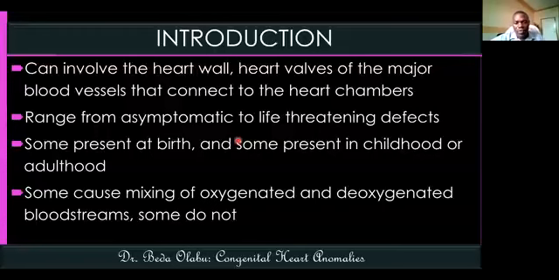So you and I know that when you talk of the oxygenated stream of blood, we are referring to the pulmonary veins, the left heart chambers, and the arteries. Those ones carry oxygenated blood. When you talk of the deoxygenated stream of blood, we're referring to the veins, the right heart chambers, and the pulmonary arterial system. So there's some malformations that allow those two streams to mix. And there's some malformations that don't allow those two streams to mix. Yes, there's a malformation, but those two streams don't mix.